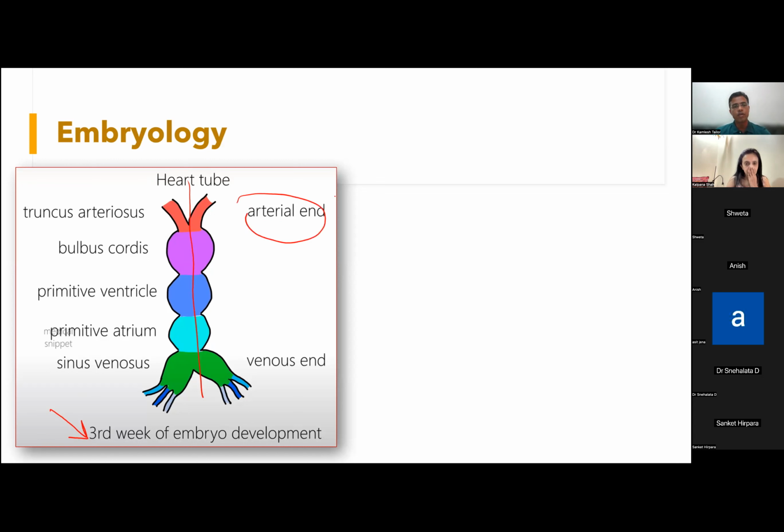This end of the trunk, one end which is on the superior side, is called the arterial end, and the lower end is called the venous end, and then it is divided into compartments. Near the arterial end is the truncus arteriosus in the heart tube. Then there will be the bulbus cordis, the primitive ventricle, primitive atrium, sinus venosus, and the venous end.